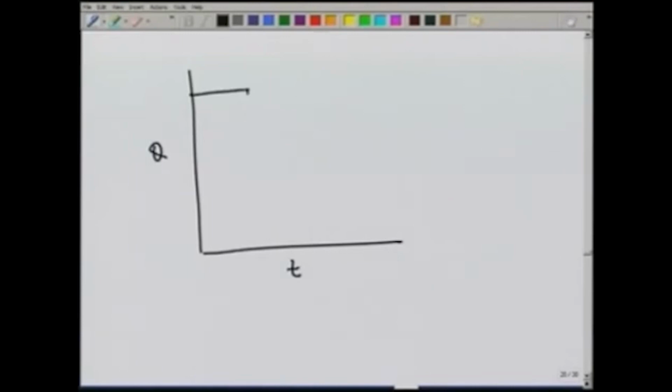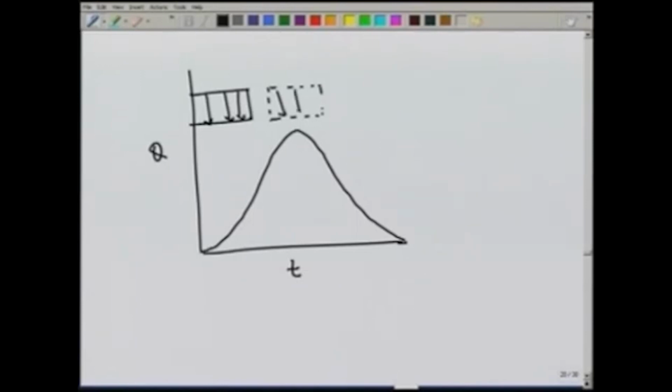So, let us look at t versus q. If there is a rain occurring here and generating a direct runoff hydrograph like this, and suppose we have another rain occurring, let us say starting from this point, of the same intensity and same duration, then the hydrograph for the second rainfall event, the second storm, would be exactly the same as the first one, only the base will be shifted.